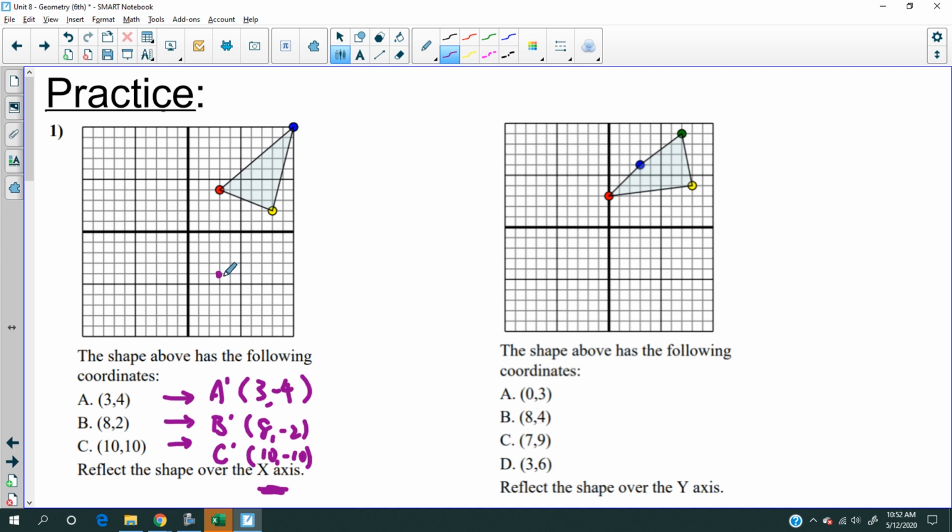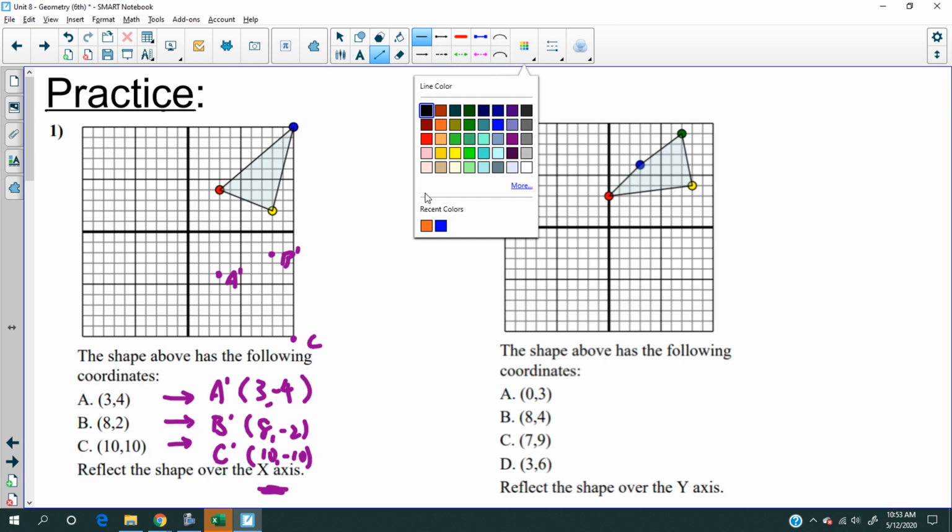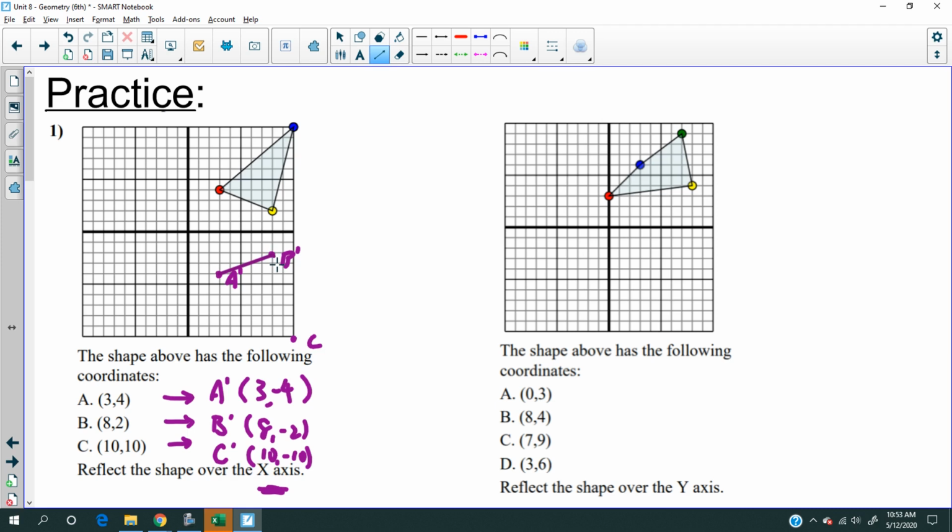Again, as you plot these points, label the point immediately. Okay? 8, -2, 1, 2, 3, 4, 5, 6, 7, 8, 1, 2. And then lastly, 10, -10. This is 10, right? -10, 1, 2, 3, 4, 5, 6, 7, 8, 9, 10 is right here. So we'll connect these points. And there you go.